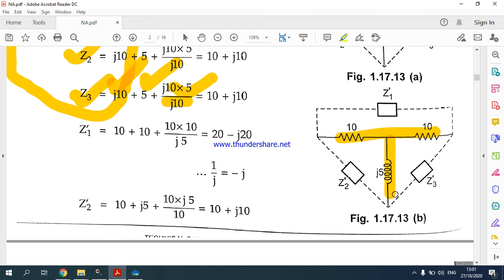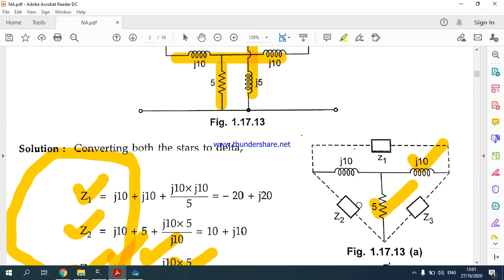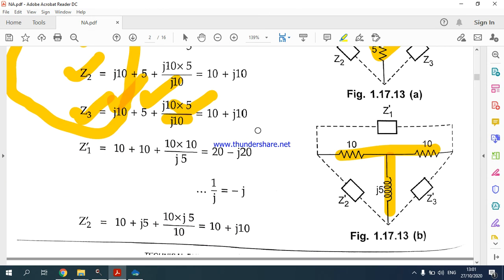Okay, fine. For this other setup, for the other T, I have drawn. Here I have Z1 dash. How can I get this? 10 plus 10, 10 into 10 divided by j5. Fine. This is clear, right? How I got this? Yes.